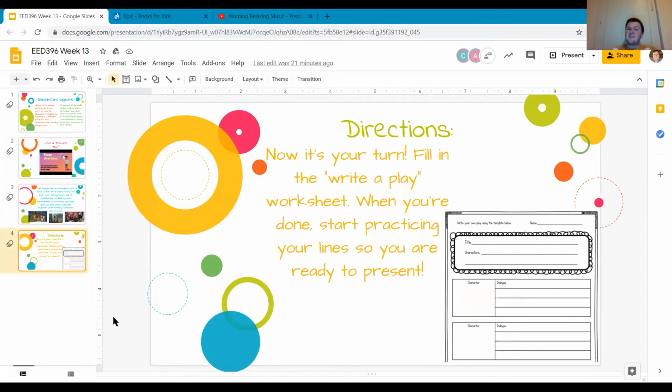You're going to fill in the Write a Play worksheet that's right here on the PowerPoint. And when you're done, you can start practicing your lines that you write so that you are ready to present. In case you're having trouble seeing the PowerPoint, you need to write the title and the characters in your play. Then you're going to write each of the characters and what they're saying, or what their dialogue is. We'll take about 5 minutes to work on it.